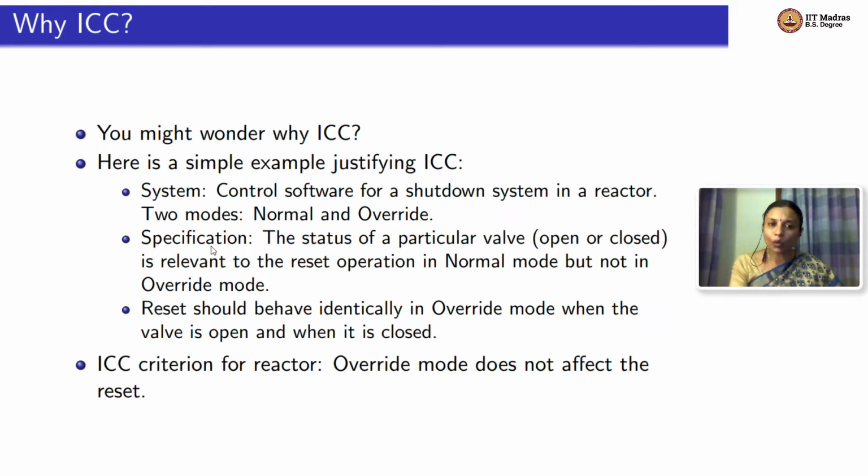So the system requirement specification is a particular valve that is used to maybe open or close, which is used to shut down the reactor. The status of that valve, the valve could be open or the valve could be closed, is relevant to the reset operation in normal mode, but not in override mode. So one way of shutting down is to not only shut down, but shut down in such a way that the whole system gets reset. For that, a particular valve is used, and that valve could be open or closed.